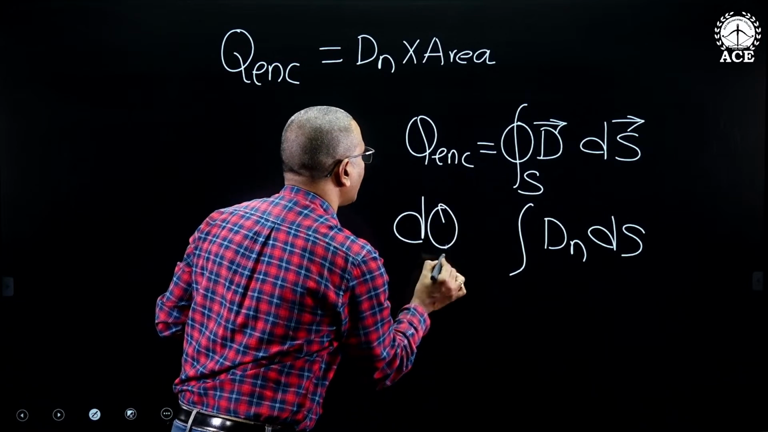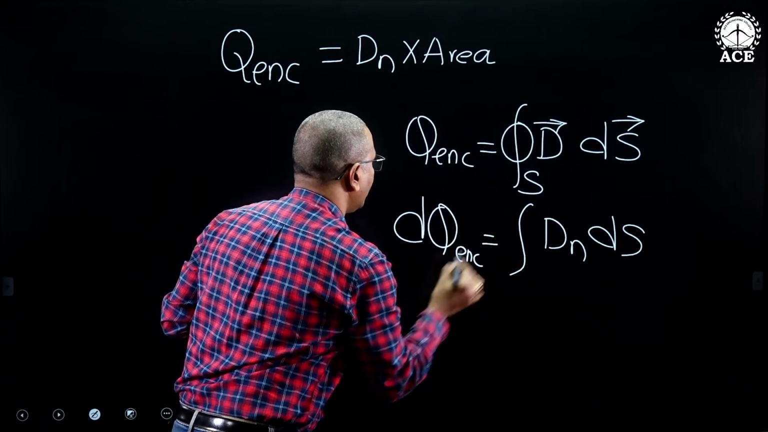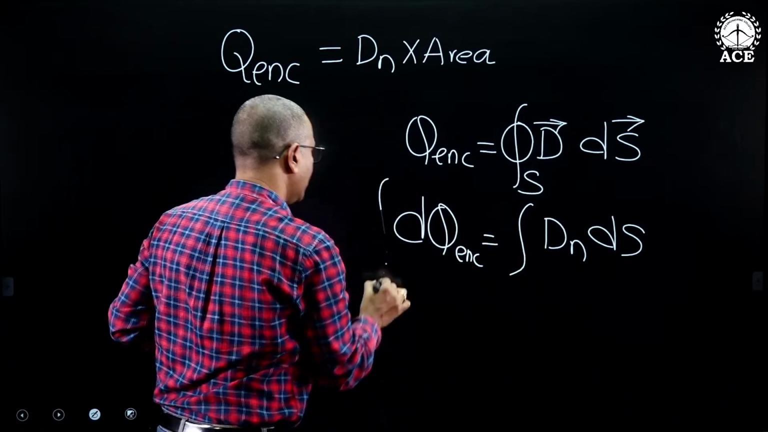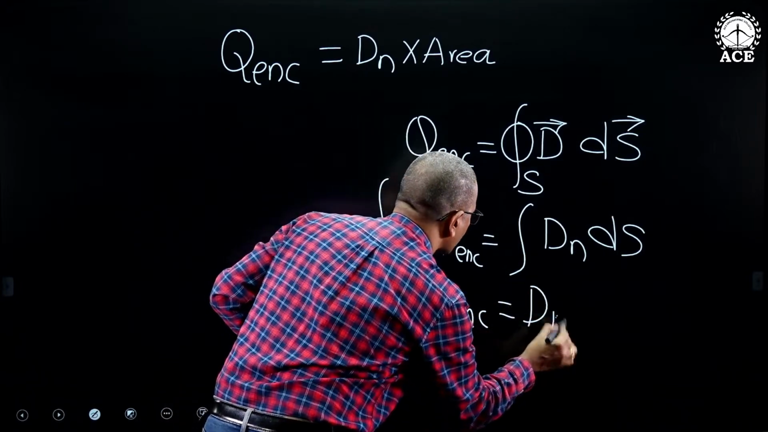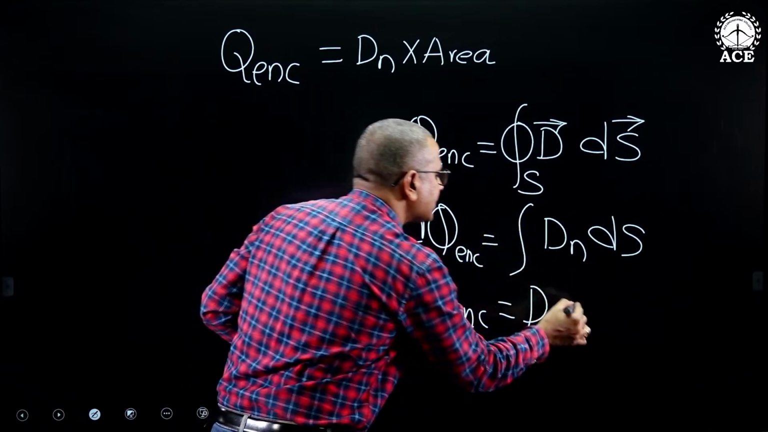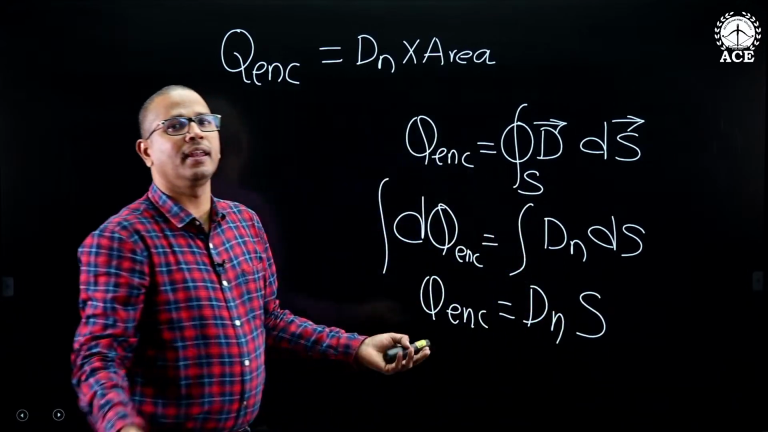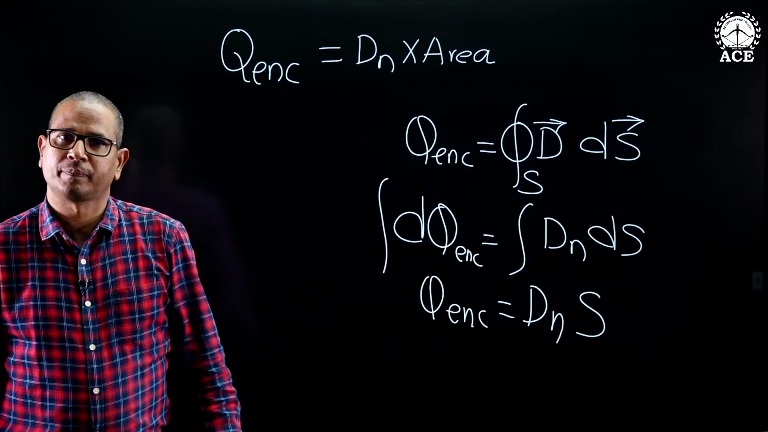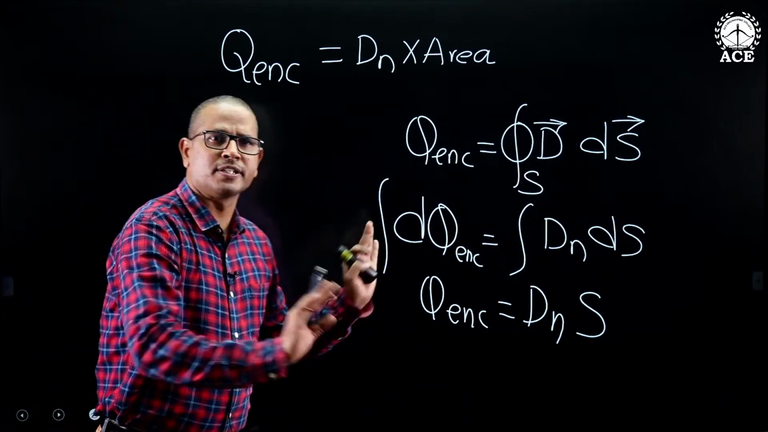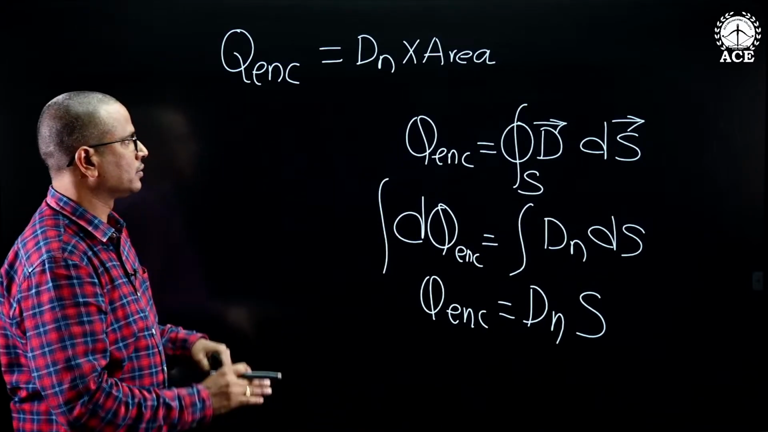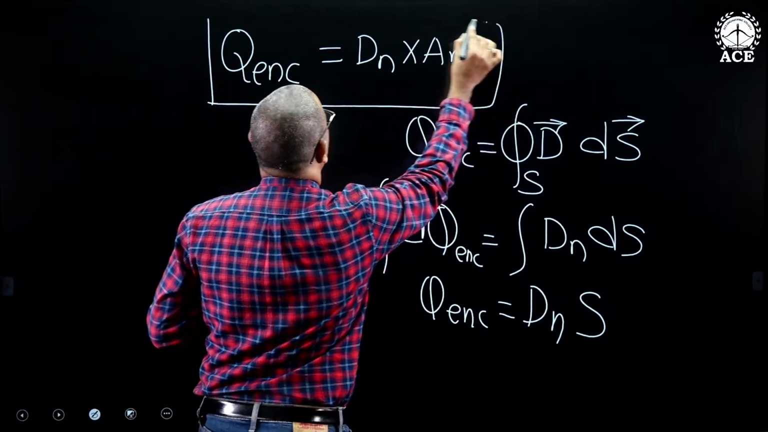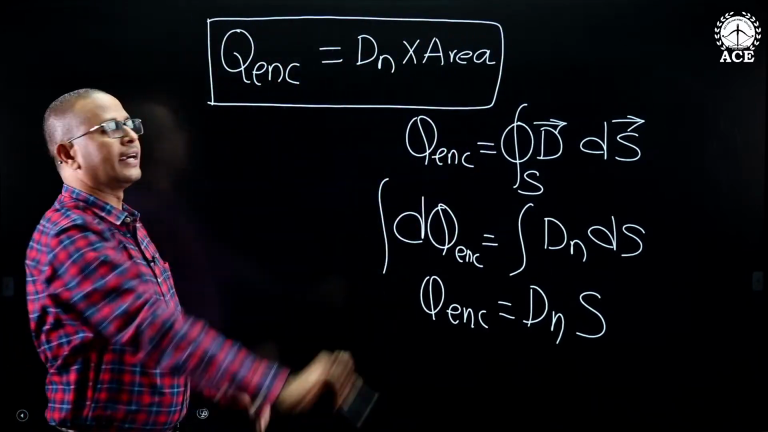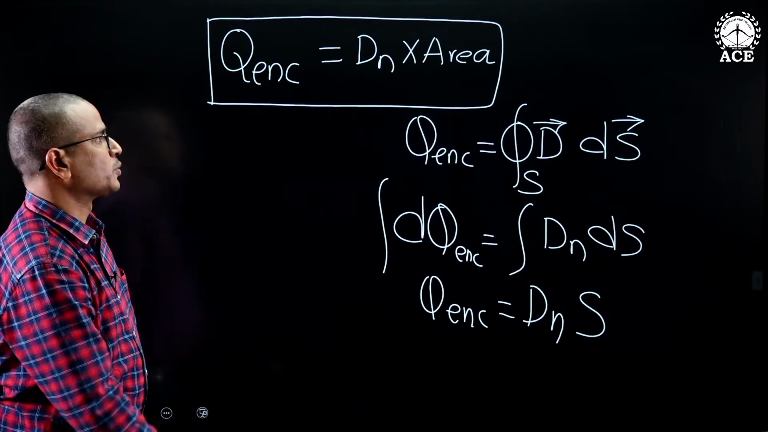Let us take the differential amount of charge enclosed. If I integrate, Q enclosed will be, D_n is constant anyway, integral of dS is what? S. What is S? Area. That I have written here. That's all. For everything we have a mathematical proof. You need not worry about it. That is the beauty of mathematics. This is the charge enclosed. When we are applying Gauss law, this ready-made formula you can use, dear students.